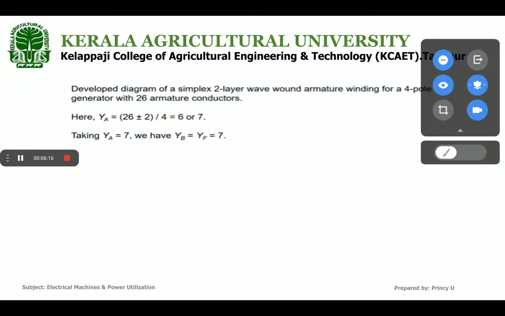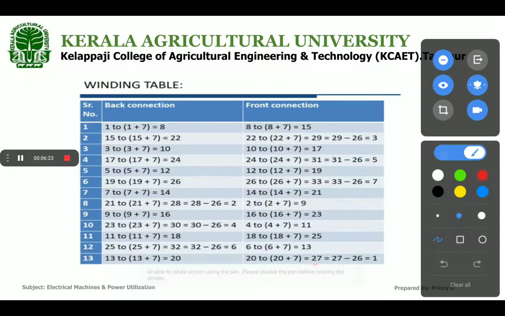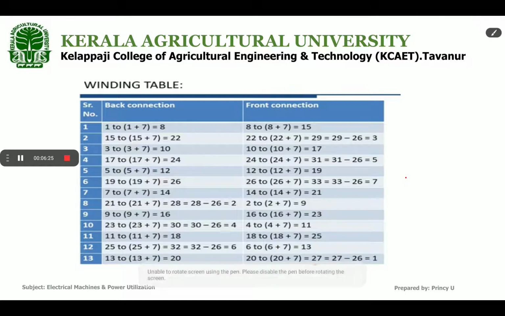Now we are going to make the winding table. Our pitch, whether YA or YB, should be 7. And also the total number of conductors is 26. Keep this in mind. Then we start from the first conductor.